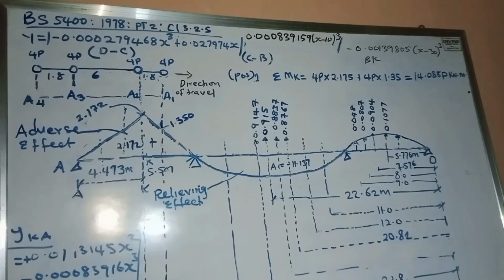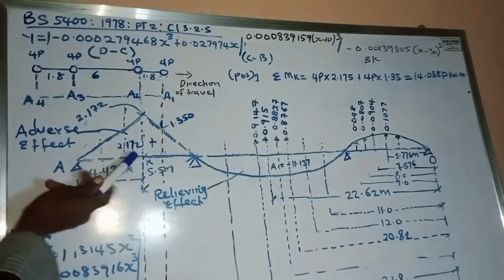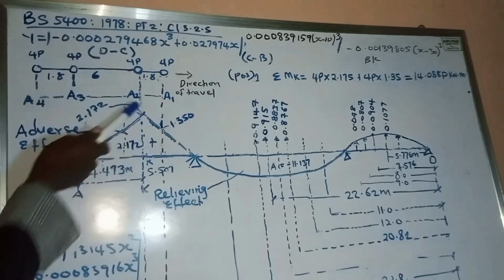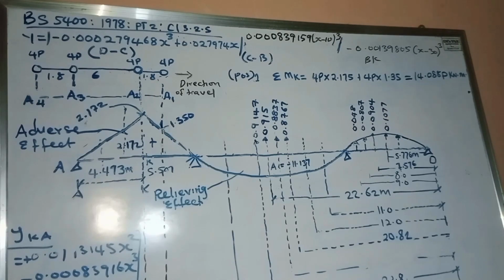Okay, so if we intend to obtain the moment at point K, which is this particular point of interest, we've gotten the influence line of K from our video. So we've done that before. We know that the ordinate at point K is 2.172. All right, so the next thing we want to try out is to run the HB vehicle along this influence line to know where the maximum moment will be located for point K.